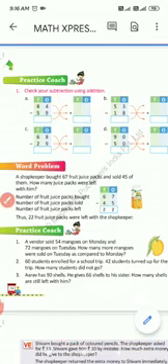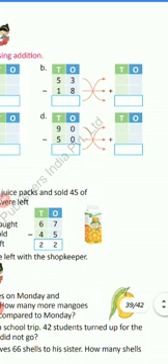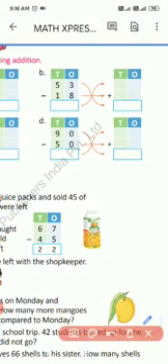Next, question number B: 53 minus 18. First of all, we have to subtract 18 from 53. So 3 minus 8, can we subtract? No, we can't subtract. So we have to take one borrow. This 3 converted into 13. This 5 converted into 4, because we have taken 1 from 5. 5 minus 1 is equal to 4.